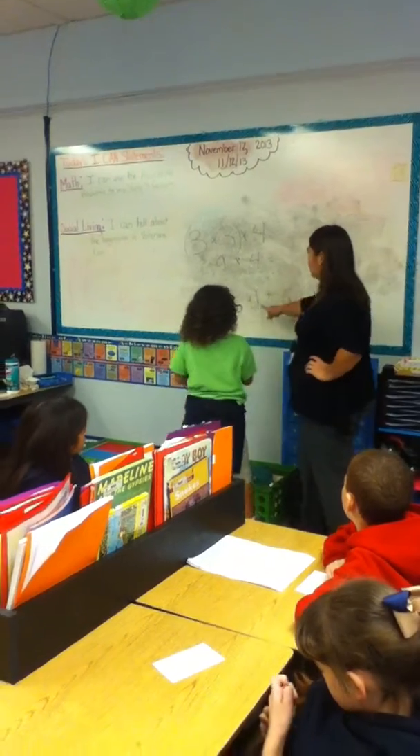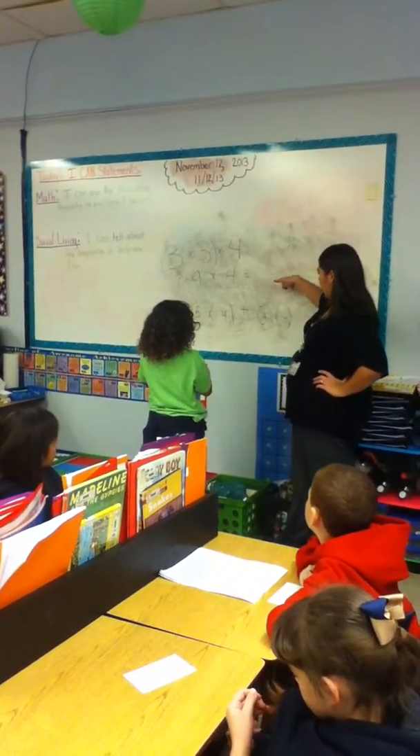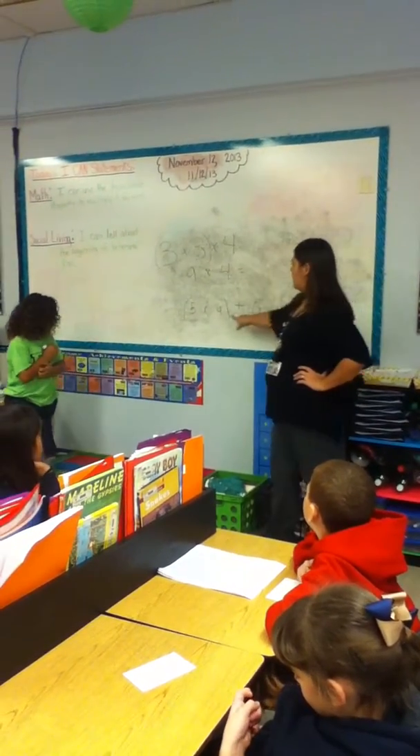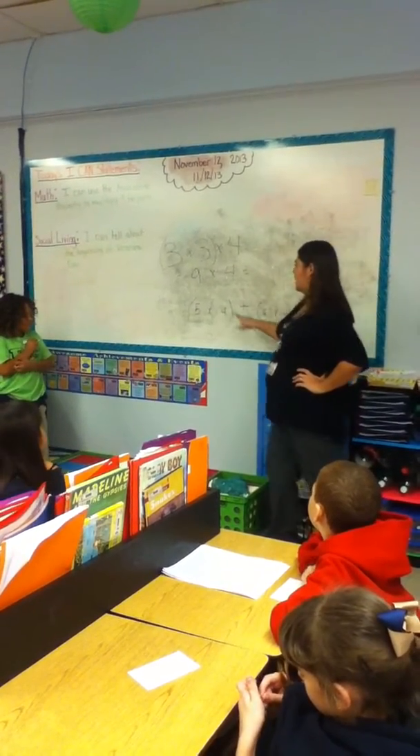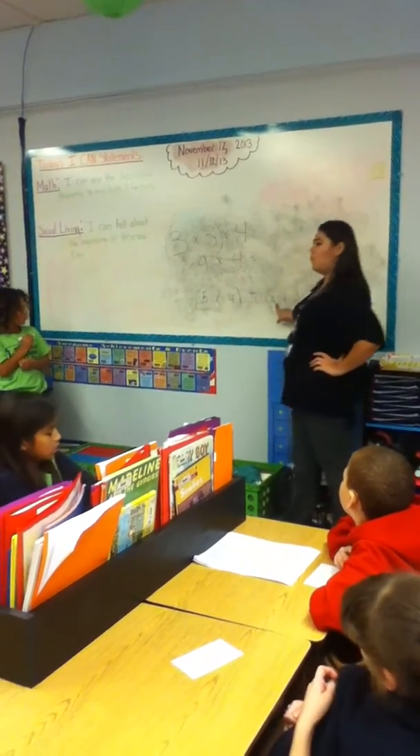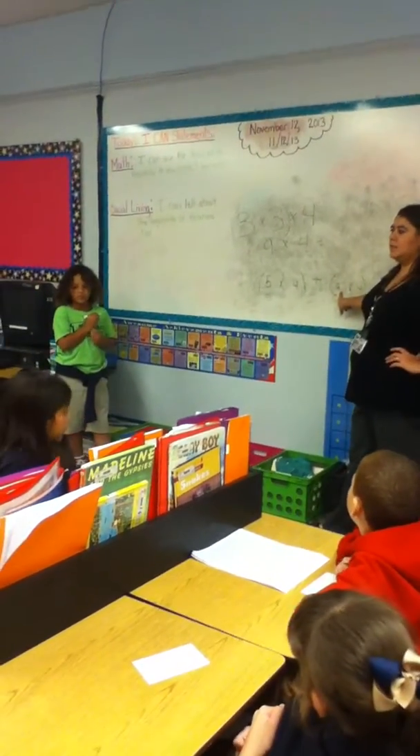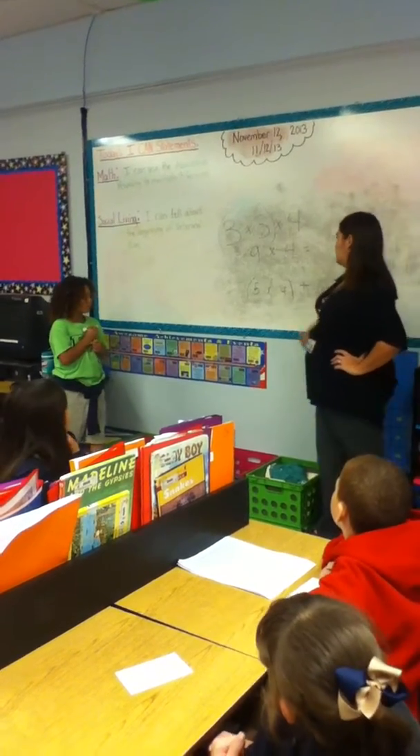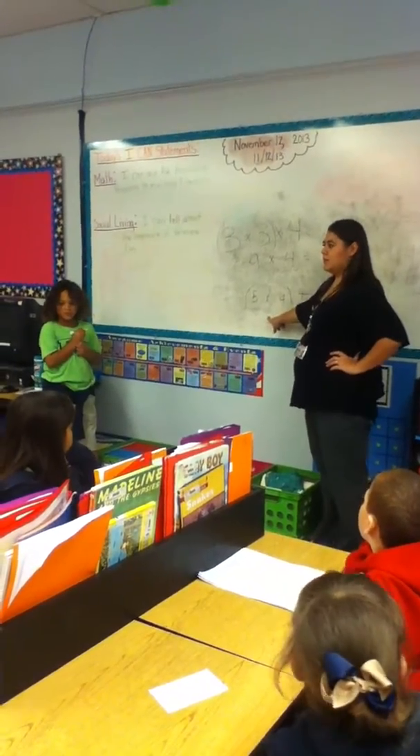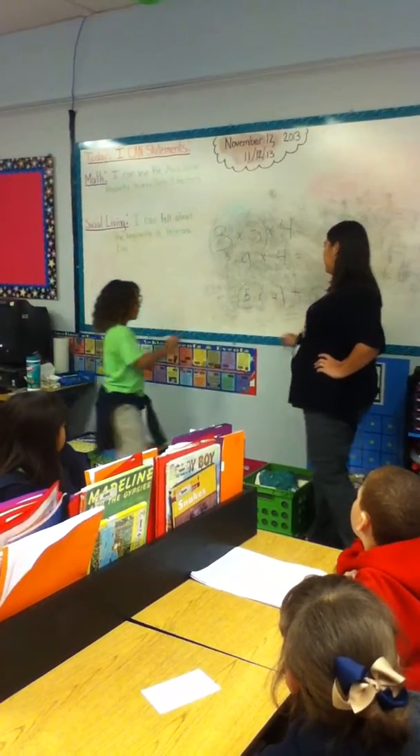Okay, stop for a second. Let's look. So Jericho kept the 4 the same, and he broke down his 9. So he put 5 and 4. Do you agree? Does that make 9? Yes. So now we're going to do 5 times 4. What's 5 times 4, class? 20. Write it down.